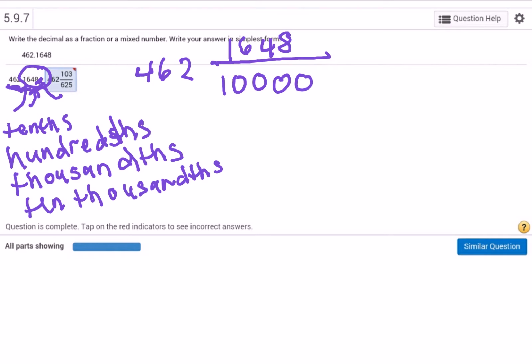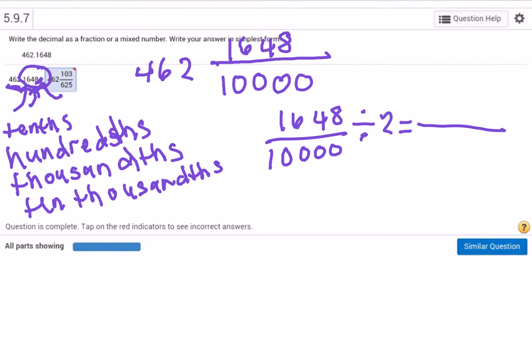Well, remember it said to write it in simplest form, so that means I need to reduce this fraction part. So we still have the 462, but we need to figure out, can we reduce 1648 over 10,000? And this is where the divisibility rules can come in handy, if you can figure out what this could be divisible by. Since they're both even, I know they're divisible by 2. So I'm going to divide both top and bottom. They both have to be divisible by the same thing.